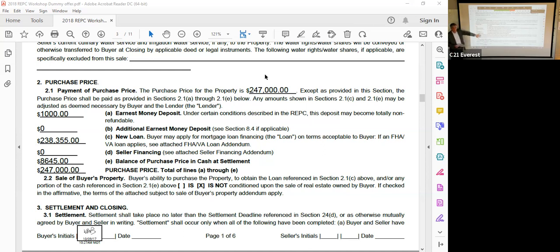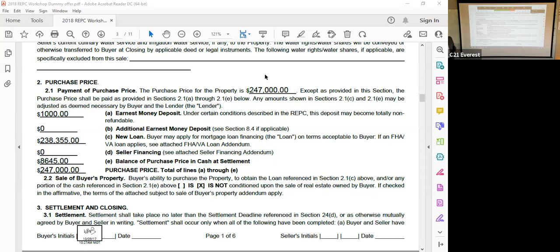Now, I do want to say to you this, though: keep in mind, your buyer can change this any way they want. Meaning they could say, yeah, we're going to put 20% down, and then later on go, we're going to go FHA instead. They don't need permission from the seller to change that. But do your best to put what is correct.